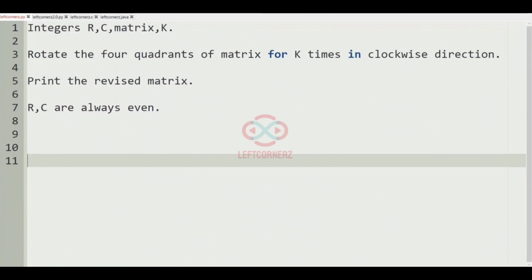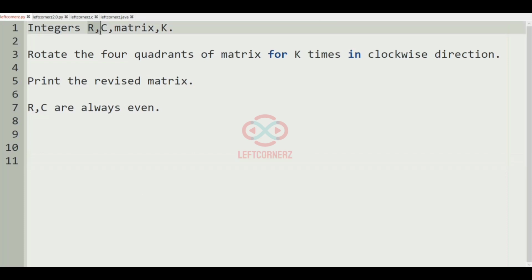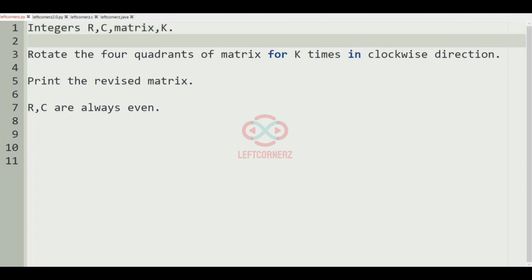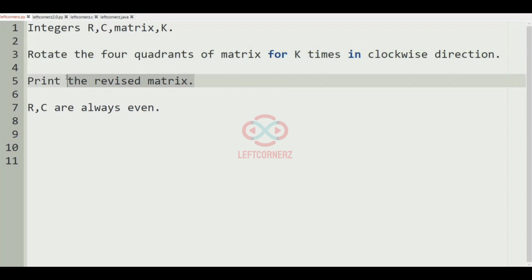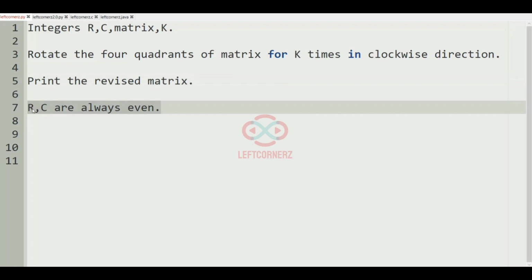First, let's understand our question. The program has to accept the integers R, C, the matrix, and K as the input. Then we have to rotate the four quadrants of the matrix K times in the clockwise direction, and finally print the revised matrix as the output. We have also been given a note that R and C are always even.